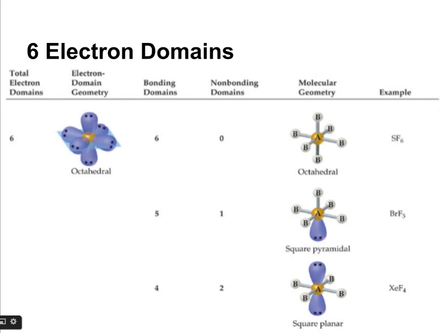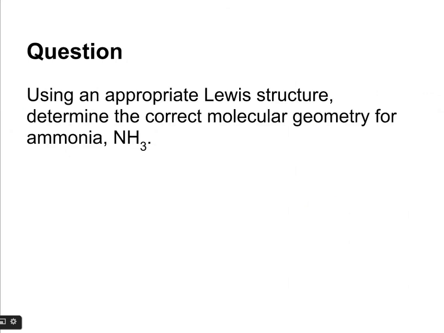Your question for this section: use an appropriate Lewis structure and determine the correct molecular geometry for ammonia, NH3.